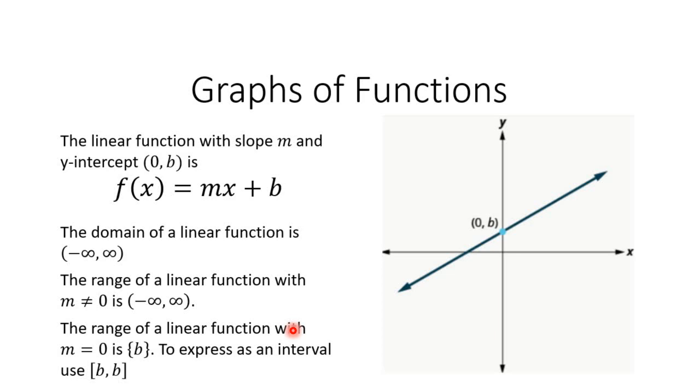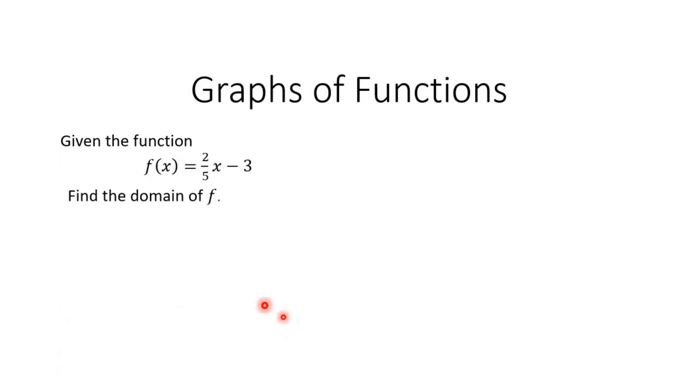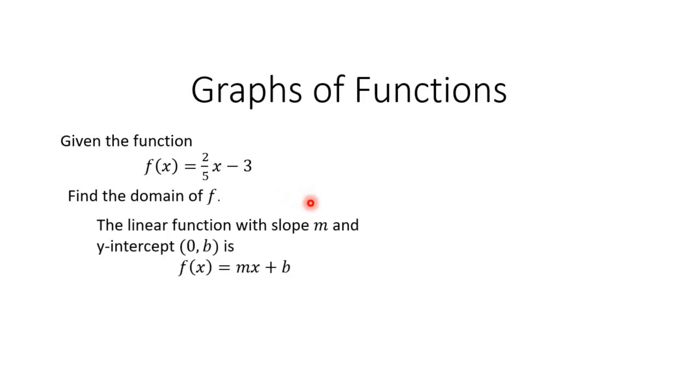So here's an example. This is a linear function. f of x, which is y, equals m times x plus b. So m is 2/5, that's the slope, and the y-intercept is the point (0, b). So this is a linear function, mx plus b, as you can see.